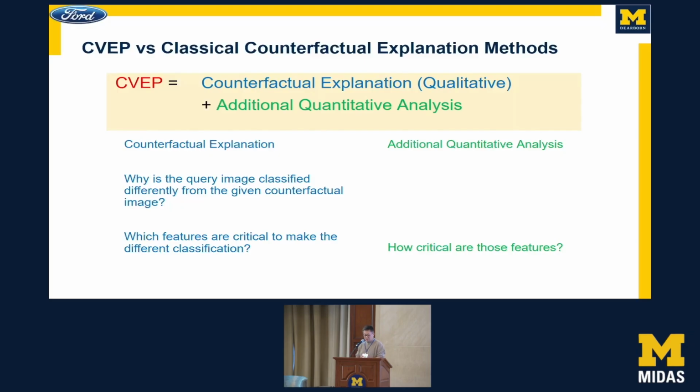Traditionally, counterfactual explanation will give you qualitative explanations. They answer the questions: why is the query image classified differently from the given counterfactual image, just like in medical research when the machine learning decision is different from the doctor's decision? And second, which features are critical to make the difference in classifications? That's all qualitative.